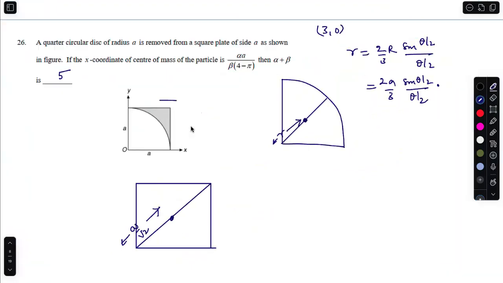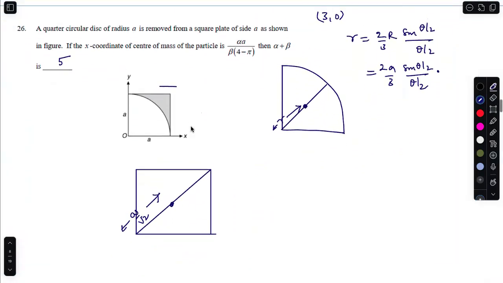Now the question is, the x coordinate. Here, see, we removed this, right? When the full system is there, this is the location of the center of mass. We will take area. This is my x-axis. No issues. So XCM is a by root 2.